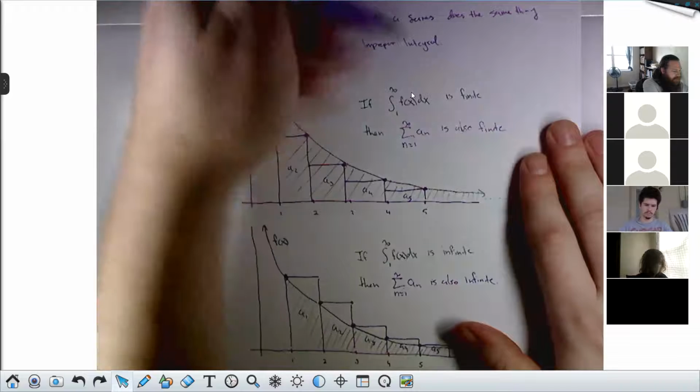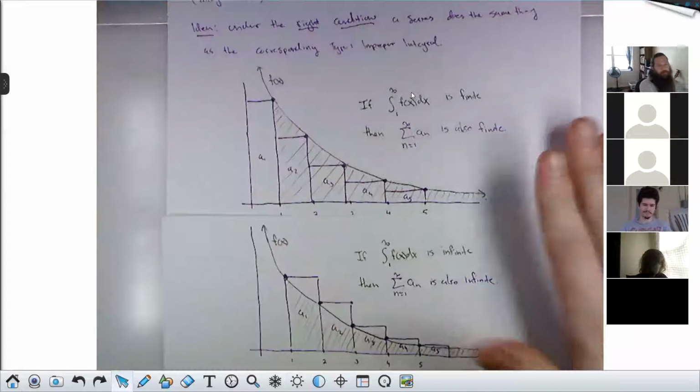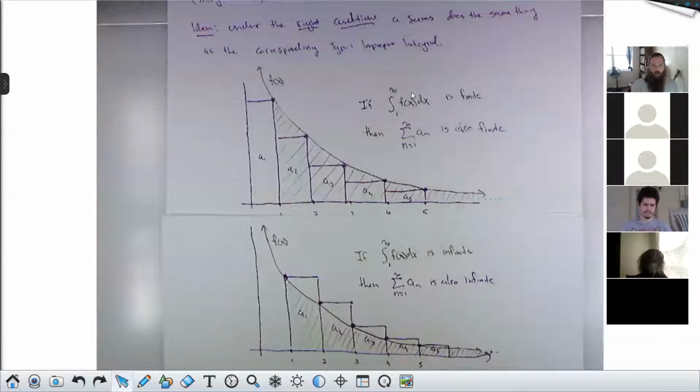Under the right conditions. So what are the right conditions? Well, all this has to be positive. Can't have anything below the horizontal axis. The other big catch is that the function f of x needs to be monotone decreasing. It doesn't work if this function f of x is allowed to jump up between here and here, right?